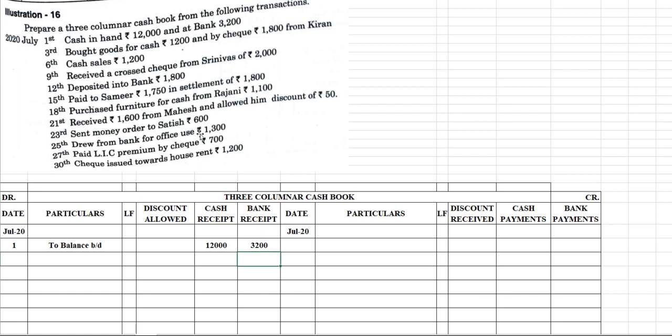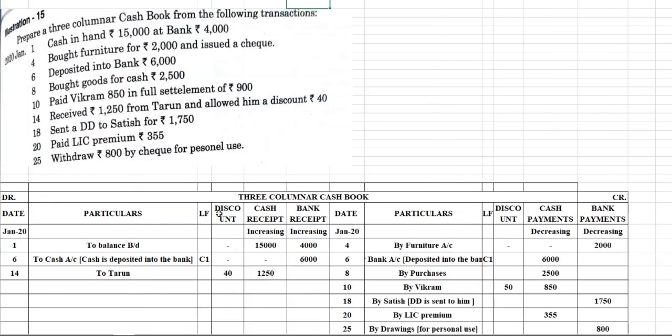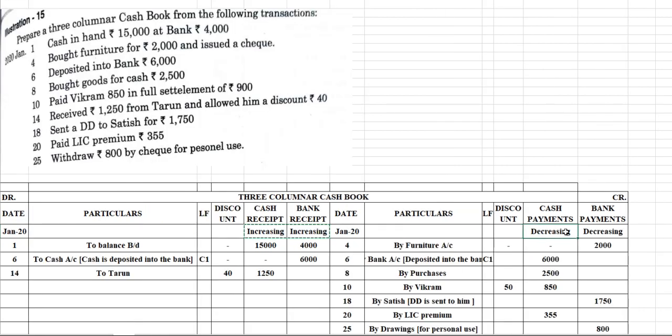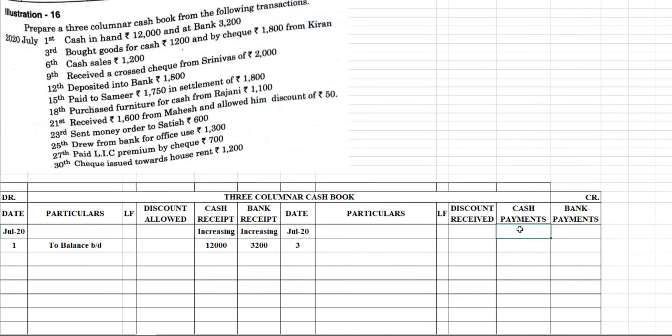On third, bought goods for cash. On third, purchase means cash is decreasing. Okay, let me make this increasing, decreasing column, and from here I will copy the decreasing column so that you can easily understand. Okay, on third, cash is decreasing. How much cash is decreasing? 1,200 rupees.